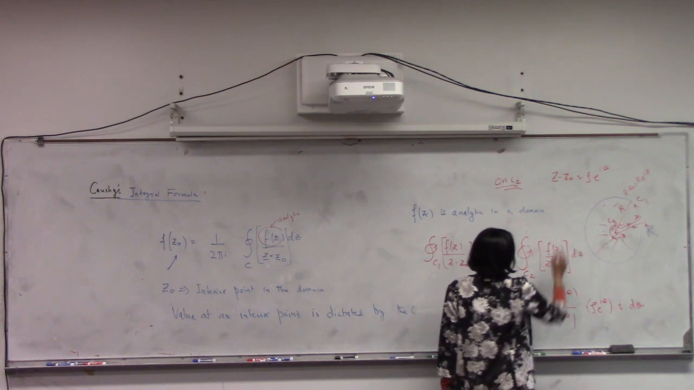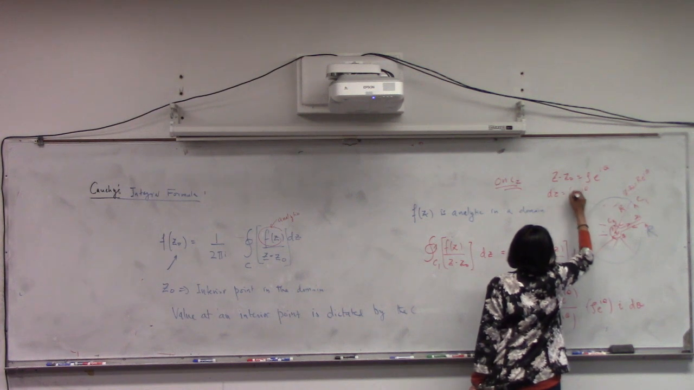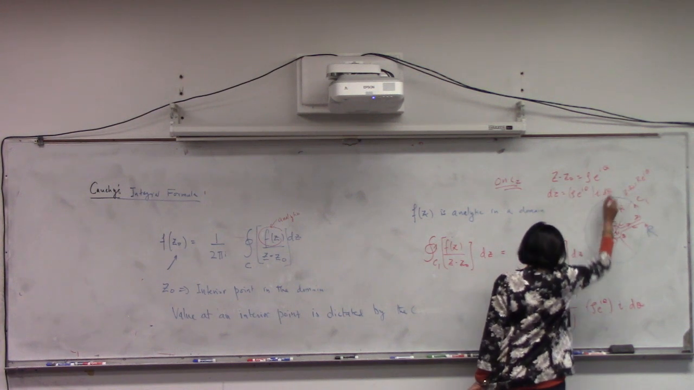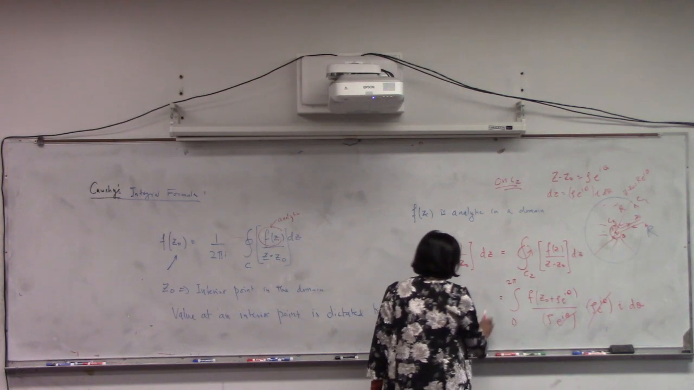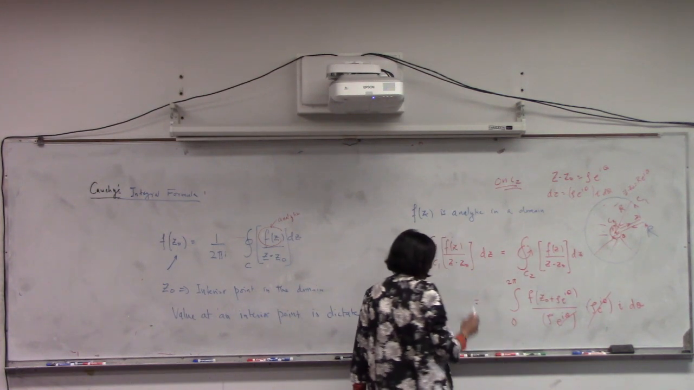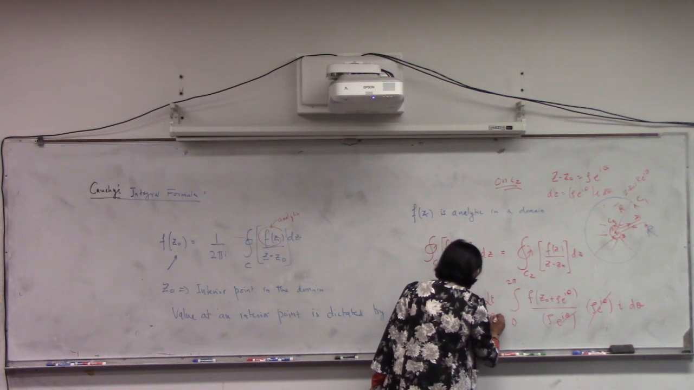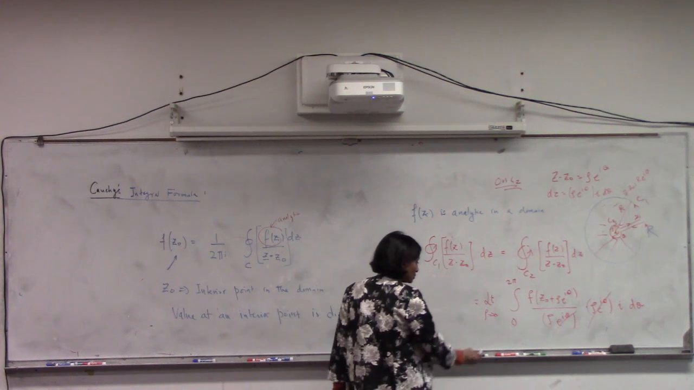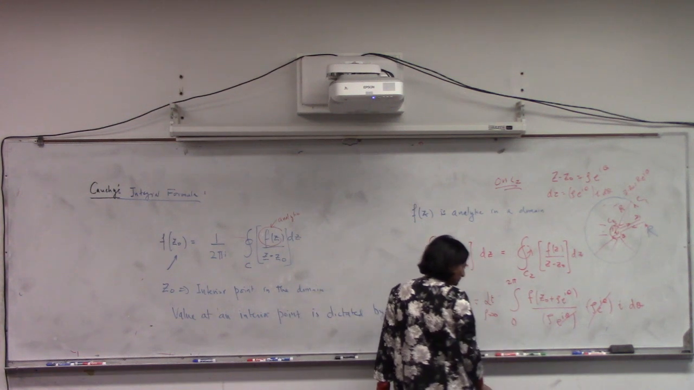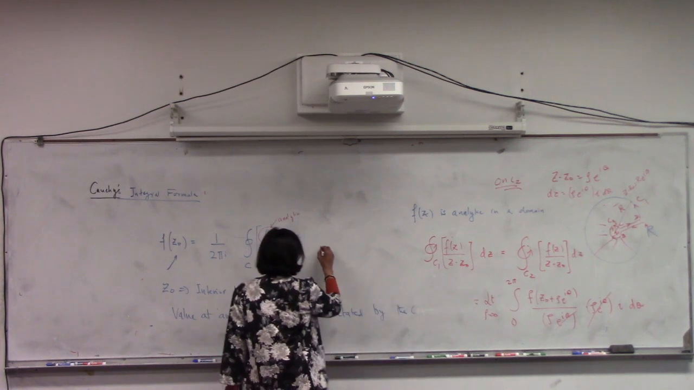On C2, okay? So dz was rho exponential i theta i d theta. Alright, so I can cancel this. And we're going to calculate this in the limit rho tending to 0, that is we're shrinking that thing. And so what do I get? What is the value of this integral now?